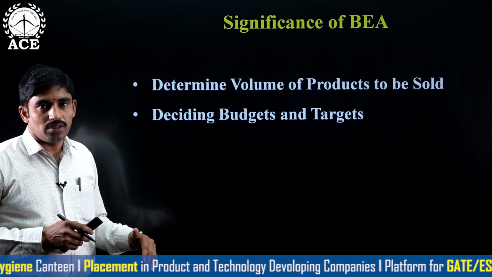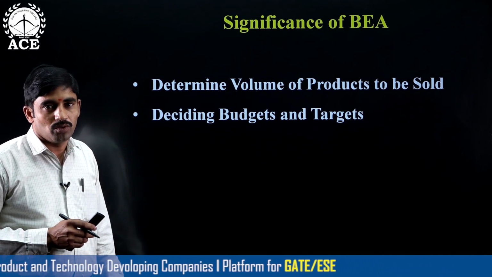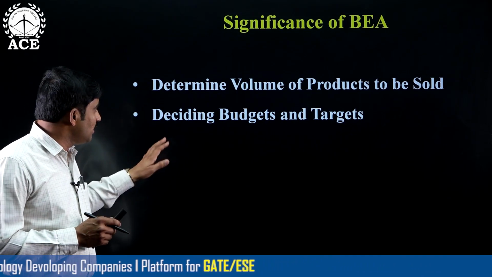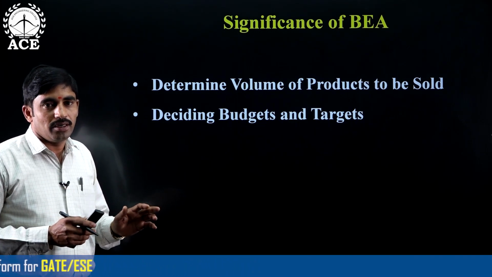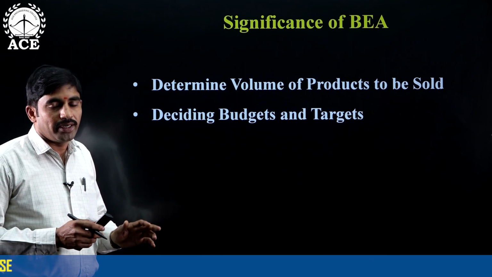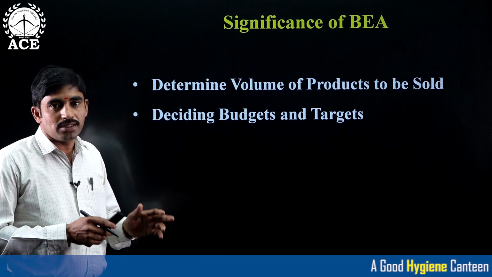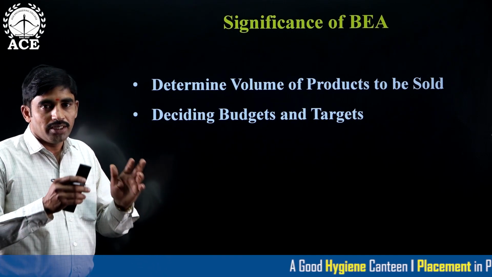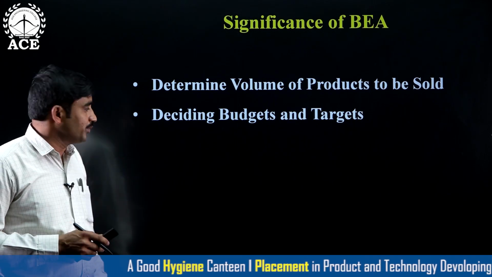Since the fixed cost, variable cost, selling price, and also the break-even points are known by the people, they can easily decide the total budget required or the total capital required to initiate the production, as well as the targets in terms of units to produce, in terms of margin of safety, and in terms of revenue.